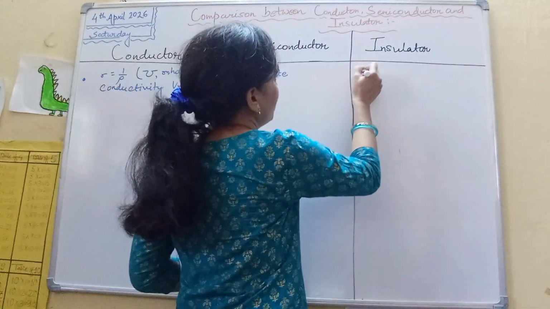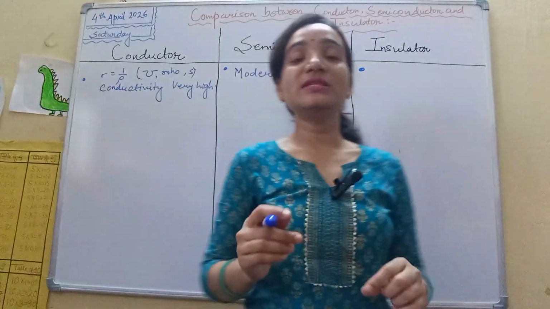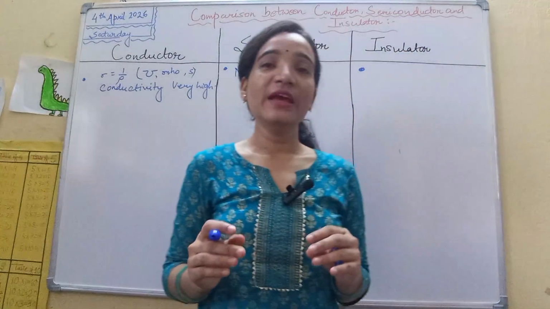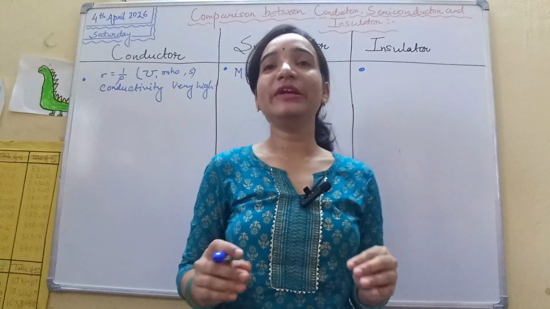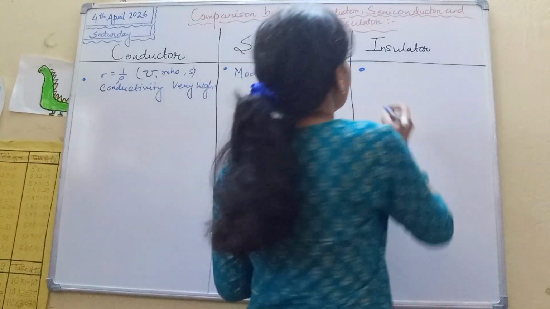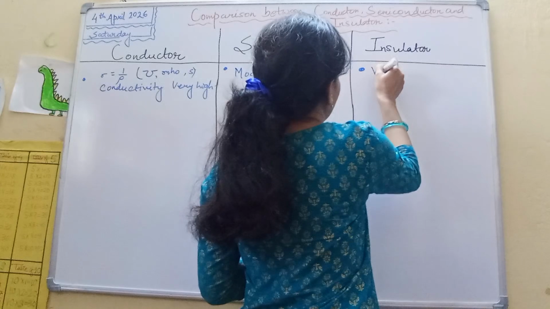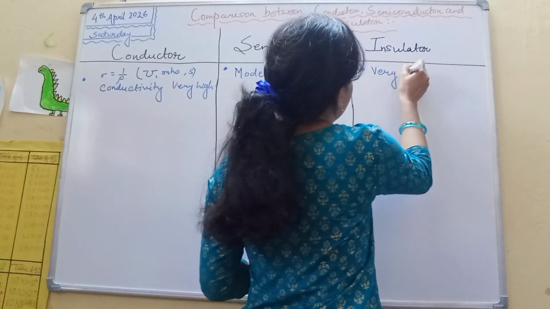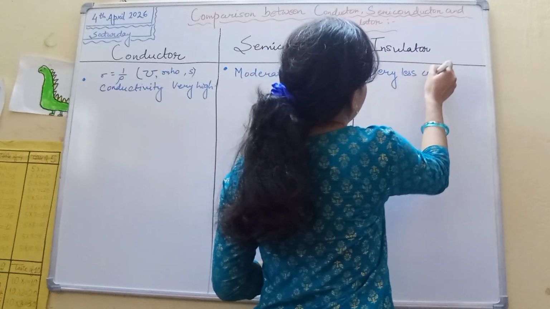And in the case of an insulator, we say an insulator is something that has very little conductivity, or you can say no conductivity. So it is very less conductivity.